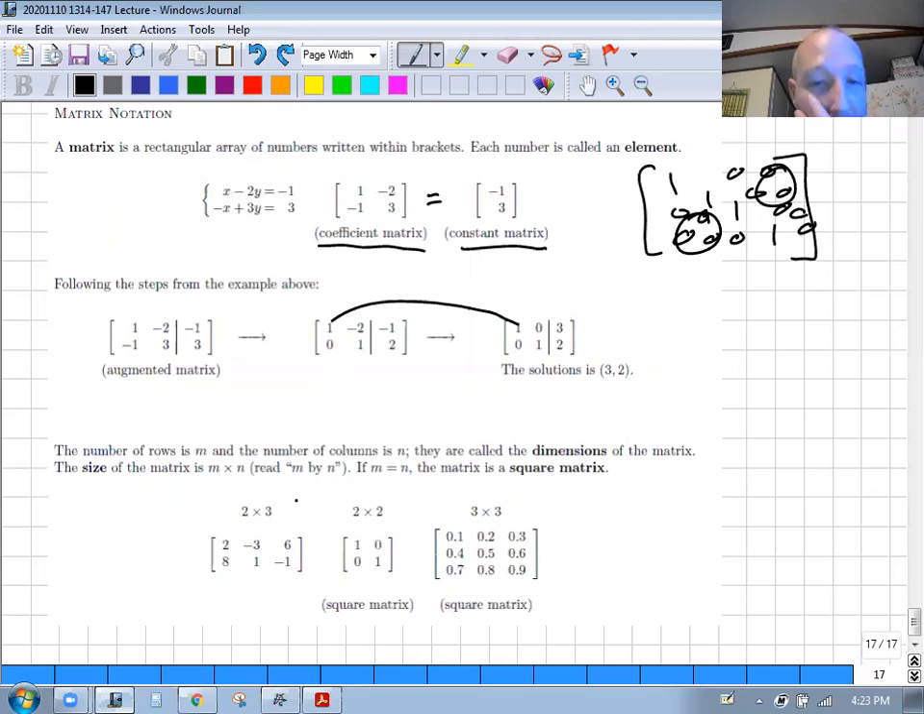So this would be a 2 by 3. Wait a minute. Did I read that wrong? Rows is m. Yeah, I'm sorry. Rows is m. So we go by rows first, and then the columns is second. So this is a 2 by 2, 3 by 3. So again, the number of rows comes first, and then the columns is the second number. Sorry, I said that wrong the first time.